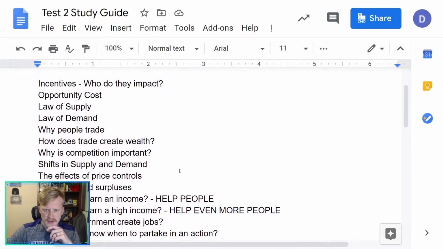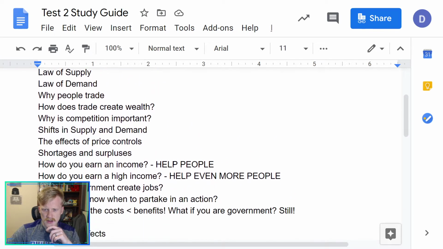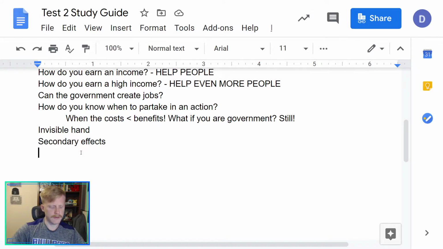We already talked about competition, correct? Yes, competition is important. We already talked about that. Private property rights. That's an idea for the test you will want to know.